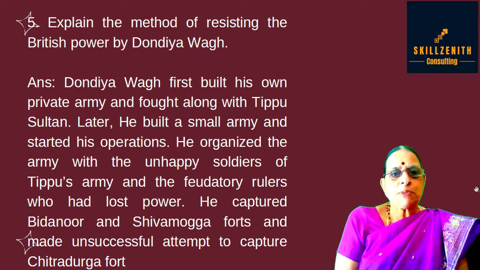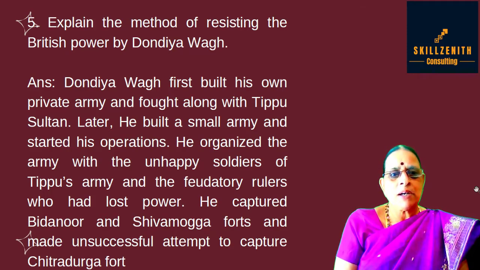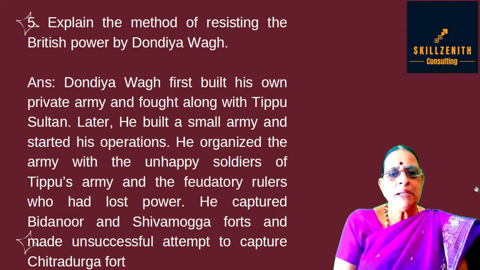Fifth question. Explain the method of resisting the British power by Dondia Wagh. Answer. Dondia Wagh first built his own private army and fought along with Tippu Sultan. Later, he built a small army and started his operations. He organized the army with the unhappy soldiers of Tippu's army and the feudatory rulers who had lost power.